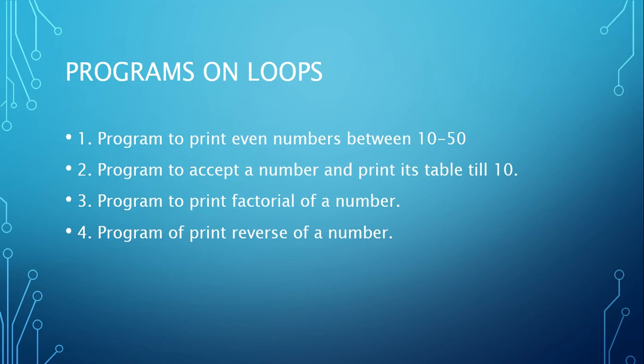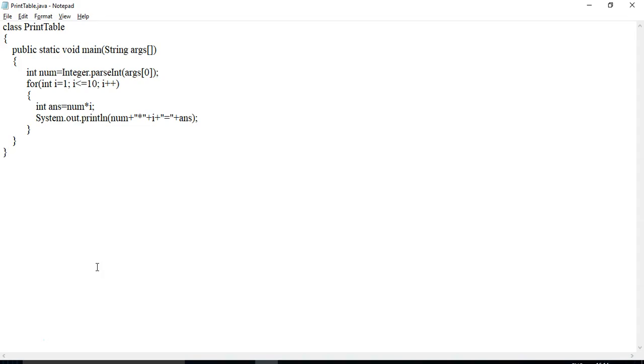The third one is I have to accept a number and print the factorial of a number. Now what do you mean by factorial? Factorial means, let's say I have a number 4. So 4 factorial is nothing but 4 multiplied by 3 multiplied by 2 multiplied by 1. 5 factorial is 5 multiplied by 4 multiplied by 3 multiplied by 2 multiplied by 1. So what you are doing is starting from the number till 1 you have to multiply all the numbers.